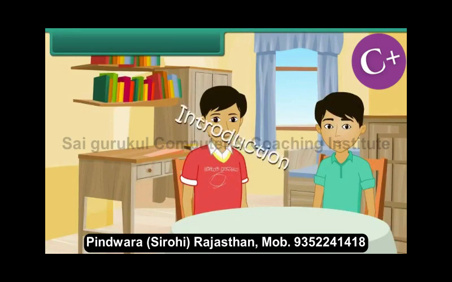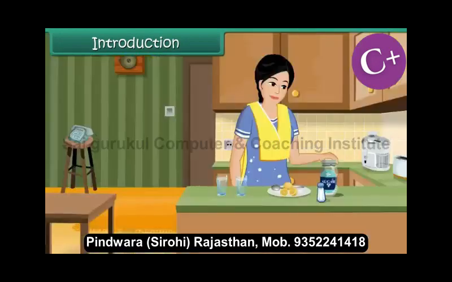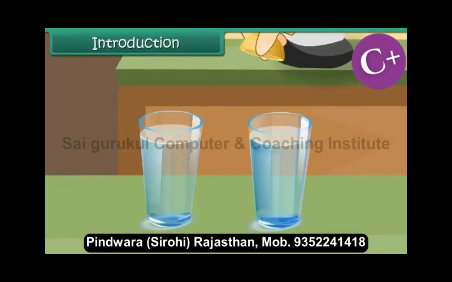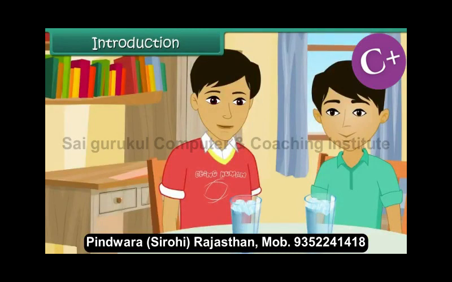Introduction. Tarun is at his friend Kunal's place. Kunal's mother is preparing some lemonade for him. She squeezes some lemon juice in a glass of water, adds sugar and ice cubes, and serves it to him. He can see no traces of sugar and lemon juice in the water. He sees the ice cube floating on the top. He is amused to see that different substances have different characteristics.